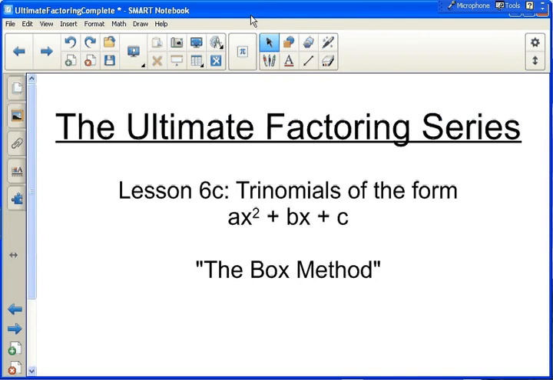The Ultimate Factoring Series, Lesson 6C, Trinomials of the Form ax squared plus bx plus c, the box method.